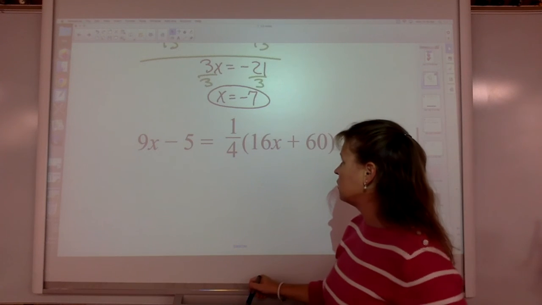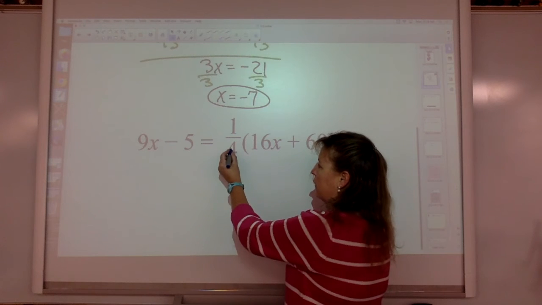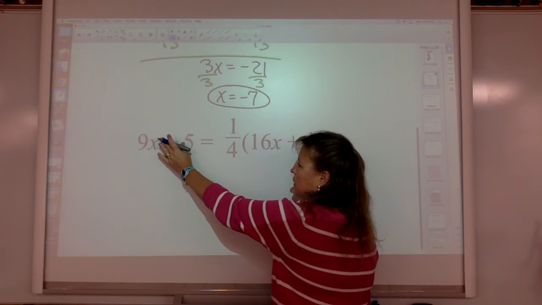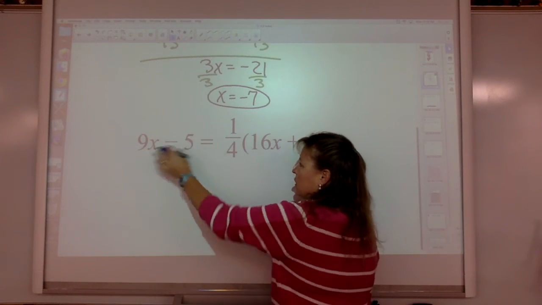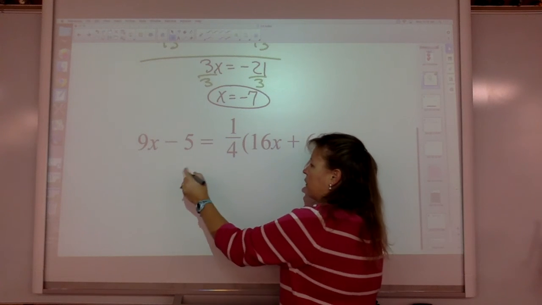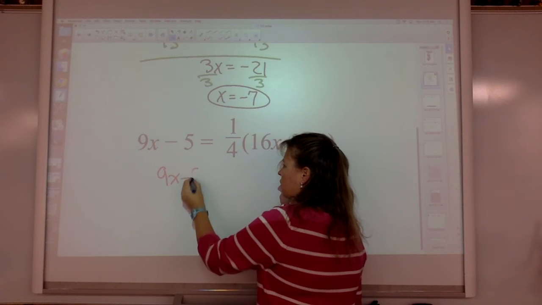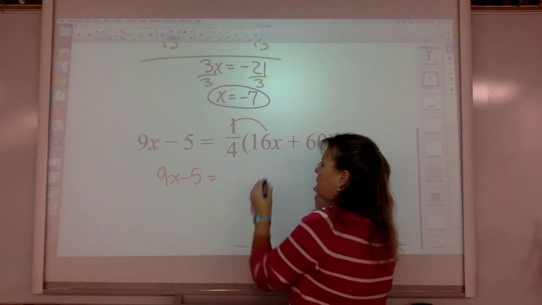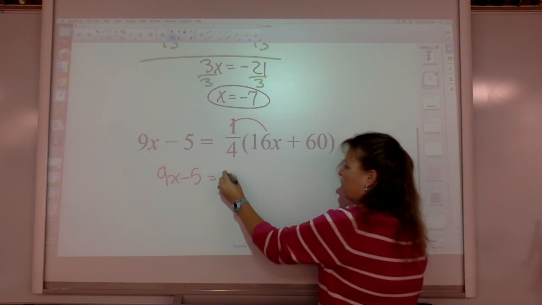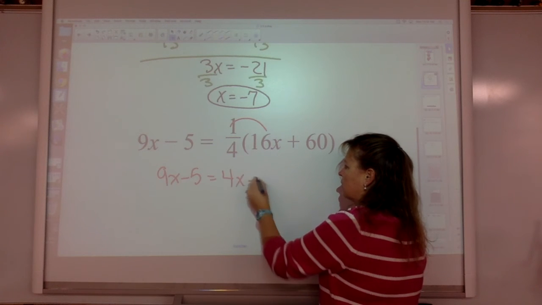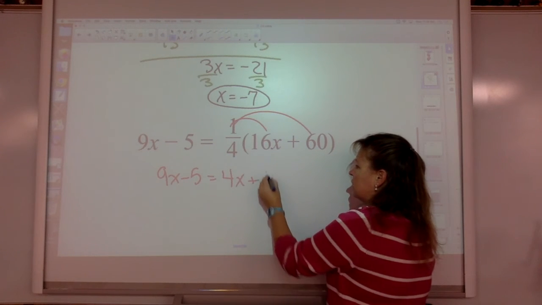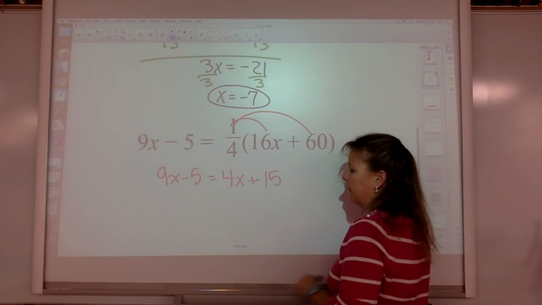So let's stick to the distributive property. When we did it the other day in a different lesson, we only had a single number over here. This time we have 2 different terms, variables over there, variables over here. So let's just stick to the plan. We have 9x minus 5. 1/4 gets distributed. 1/4 times 16 is 4x. 1/4 times 60 is 15.